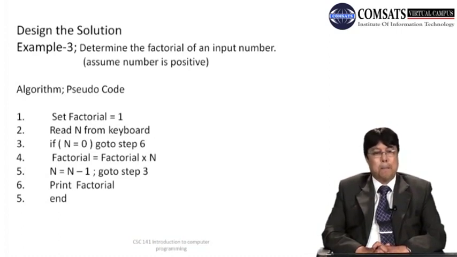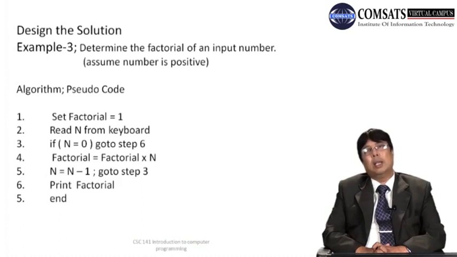Initialization step: set factorial is equal to 1. This time we have only initialized factorial, not n. Why? Yes, you are right. क्योंकि n को तो हमने कीबोर्ड से रीड करना है. So we are not required to initialize n here.